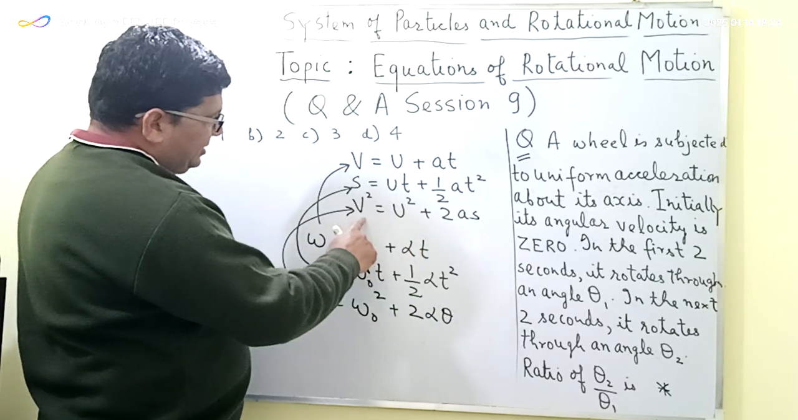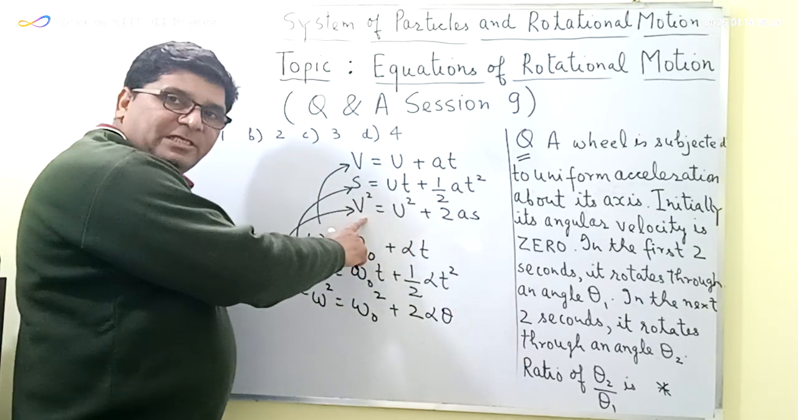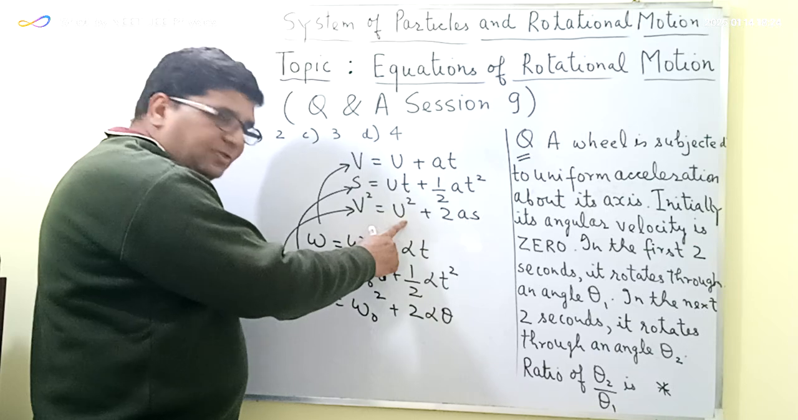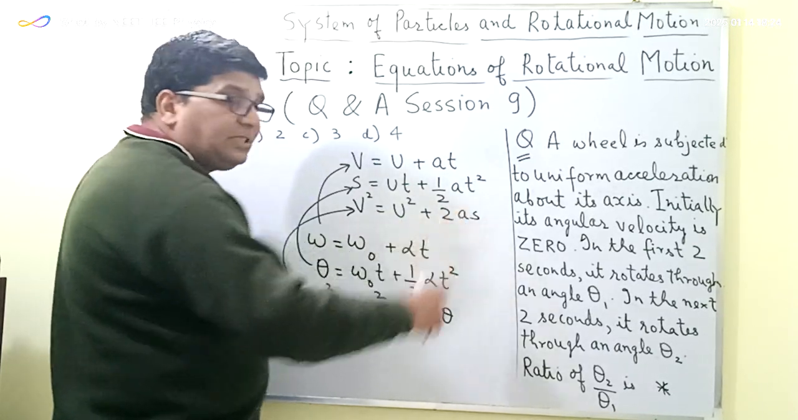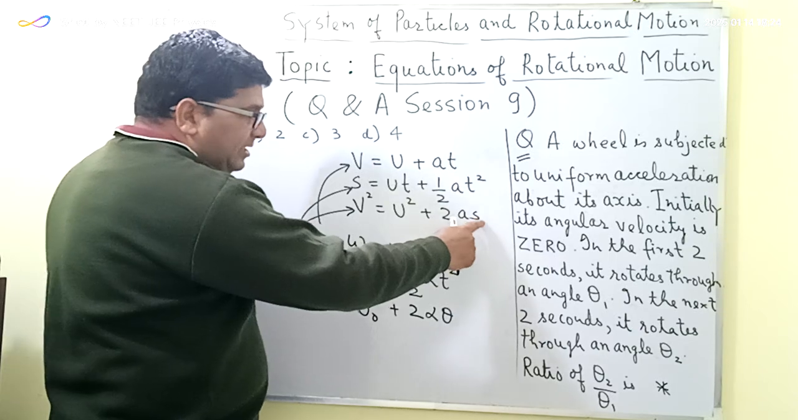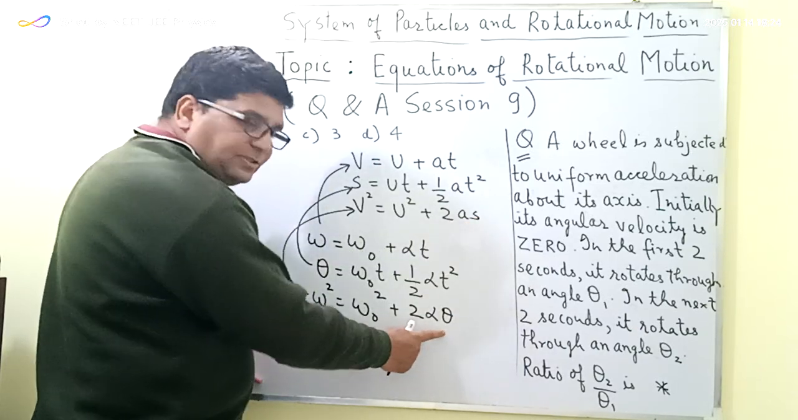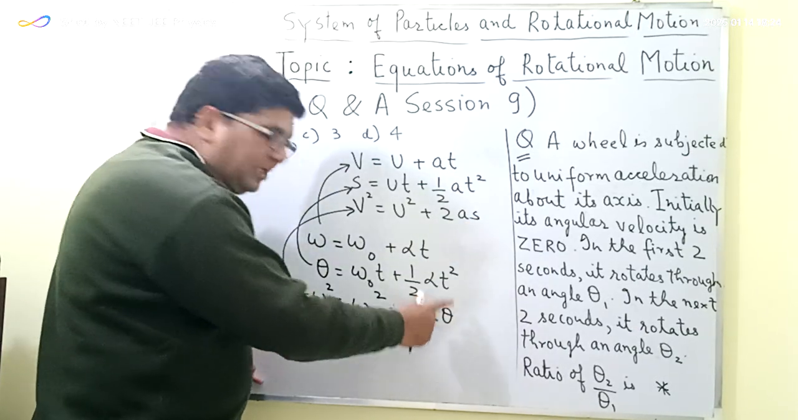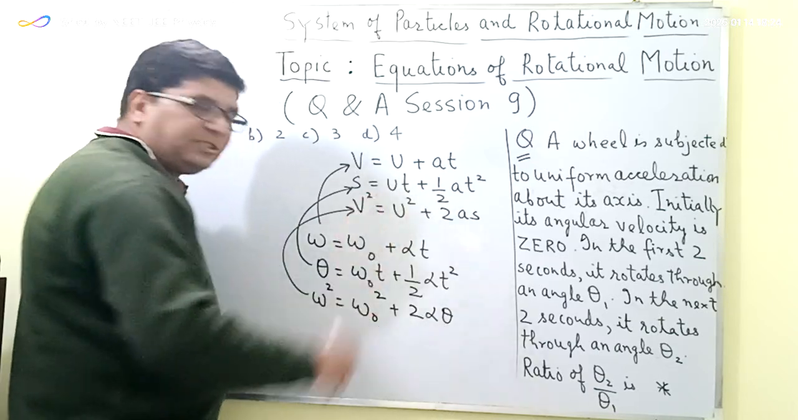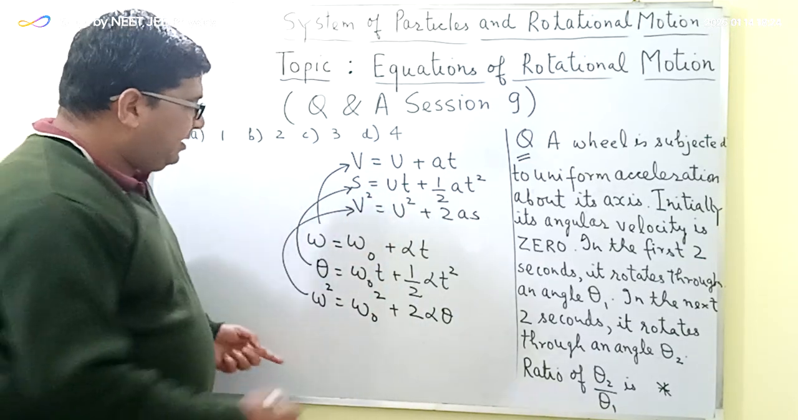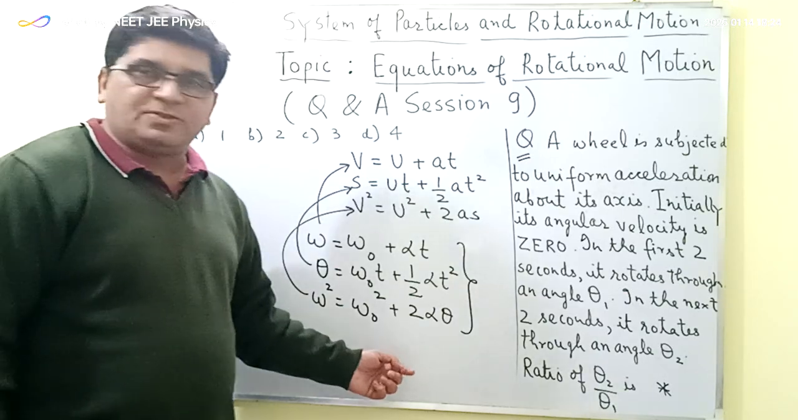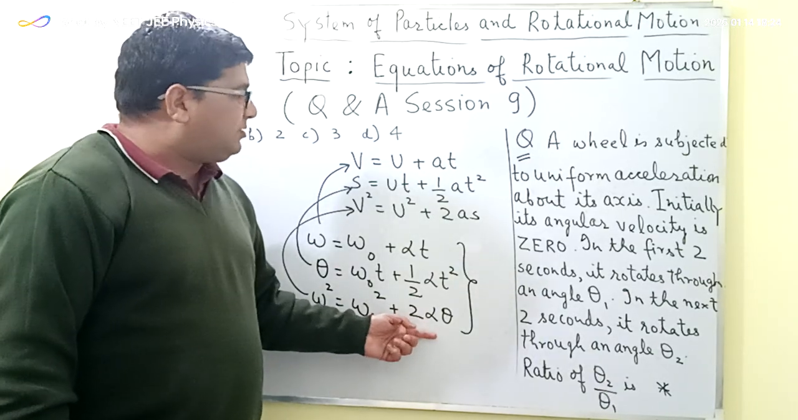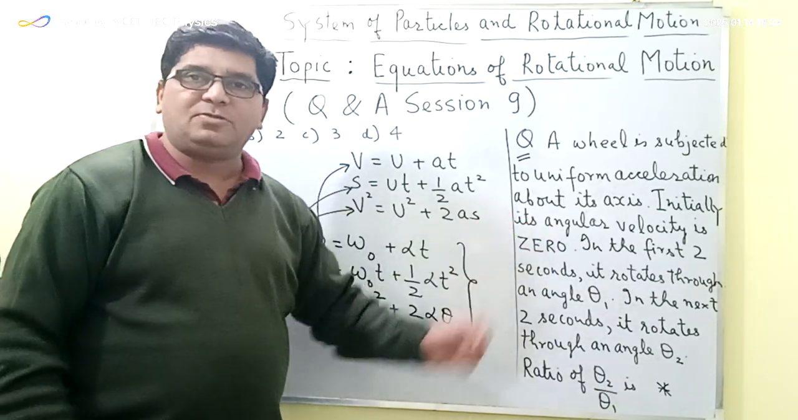Now here in this equation, v is the final linear velocity, u is the initial linear velocity, a is the linear acceleration, and s is the linear displacement. यहाँ पर linear displacement s है, and in the case of rotational motion यहाँ पर angular displacement है, that is theta. So these are the three equations of rotational motion. So we will be using these equations in order to solve this question.